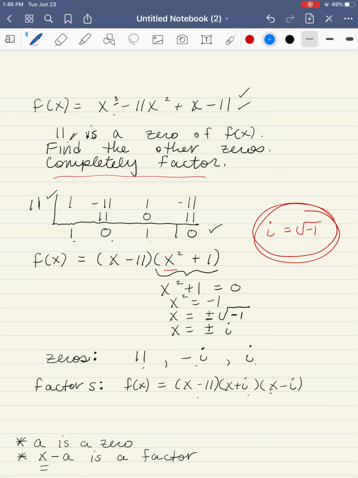In our next video, we're going to look at how I can completely factor a polynomial and find all of the zeros if I am not given a polynomial or a zero to start with.